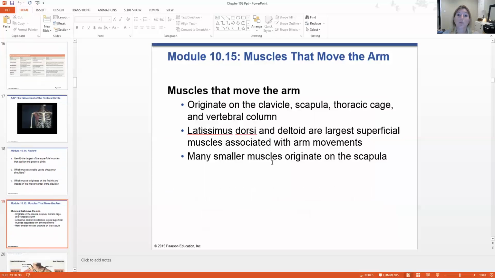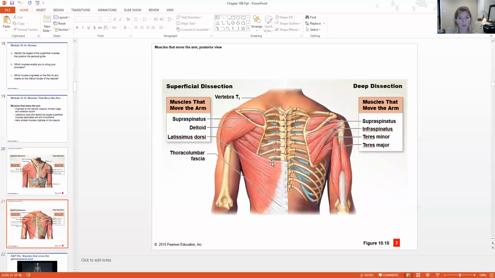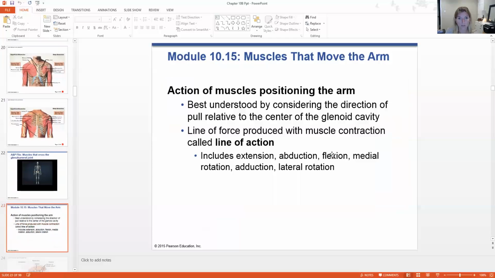Let's talk about muscles that move the arm. These originate typically on the clavicle, scapula, thoracic cage, and vertebral column. Latissimus dorsi and deltoid are very large superficial muscles associated with those arm movements, and then there are smaller muscles as well. You can see them here, anterior and posterior. Lots of scapular muscles in there. You'll get to know and love those a lot in lab. Again, most of these are on your list. You can go back to Mastering A&P and watch this video.